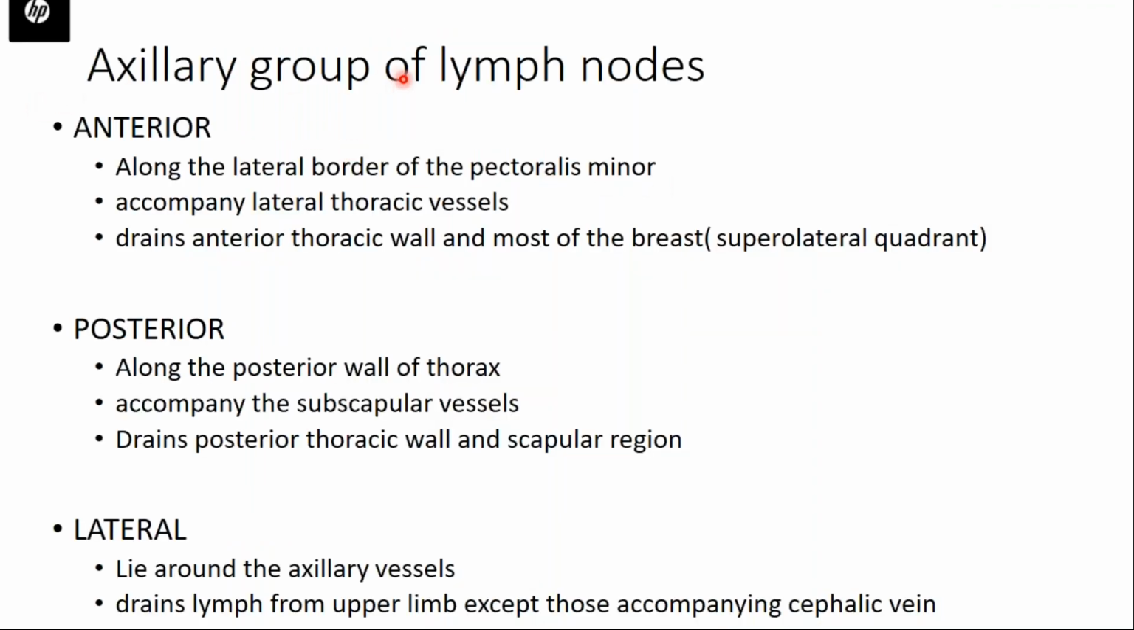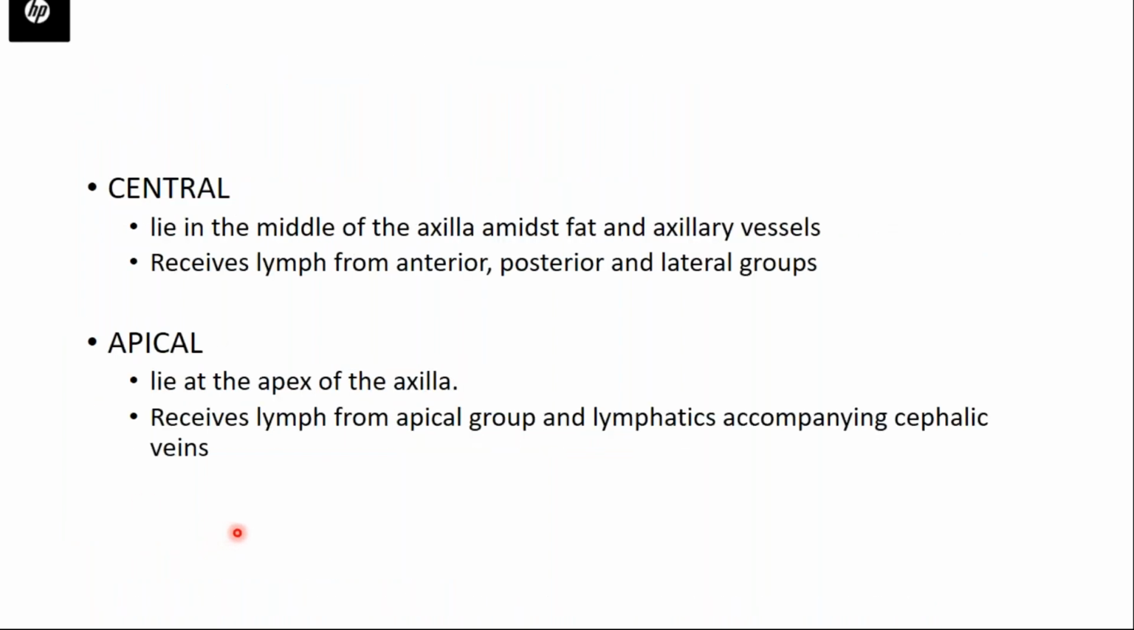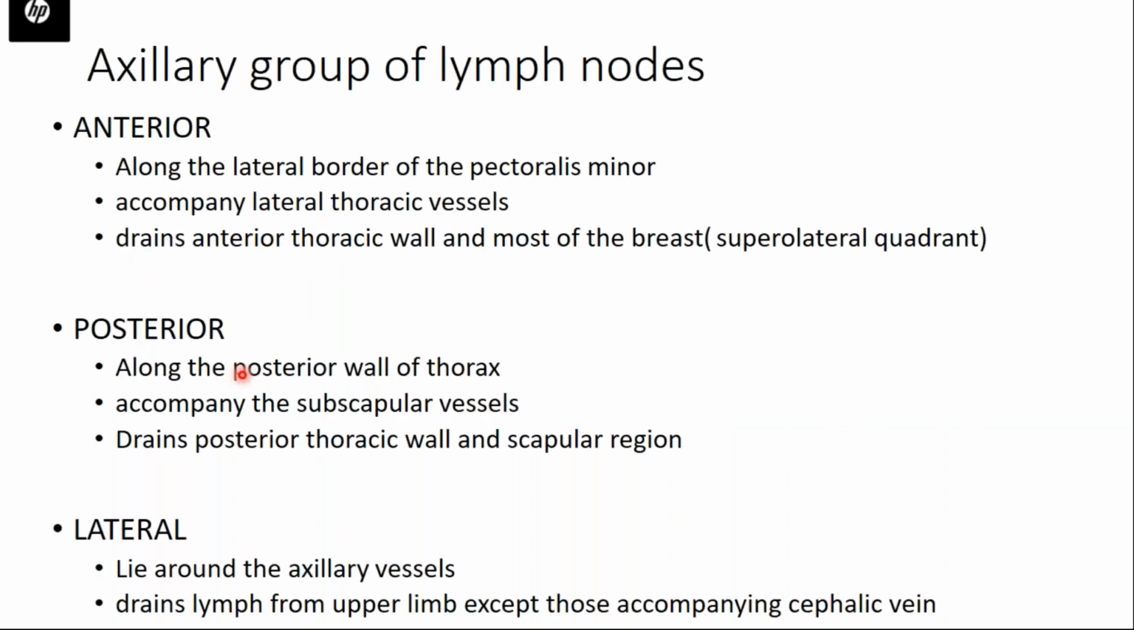All right, now let's see about this axillary group of lymph nodes. As I said, there are anterior, posterior, lateral, central, and apical groups of lymph nodes. I forgot, the medial group of lymph nodes are also there. I didn't mention that because there are only a few.